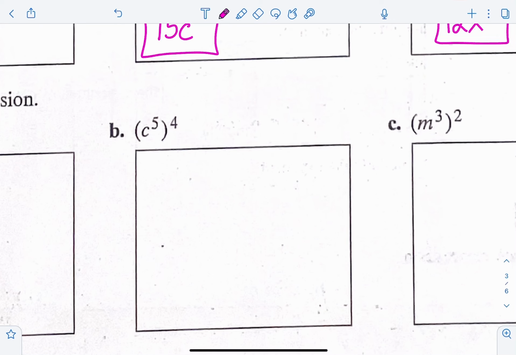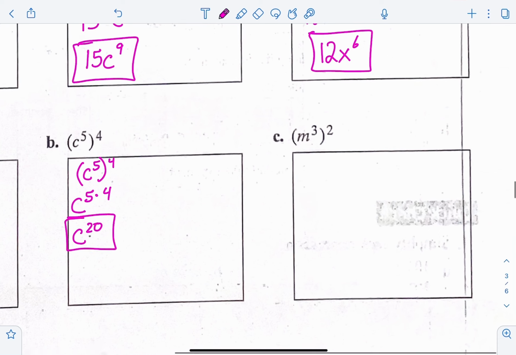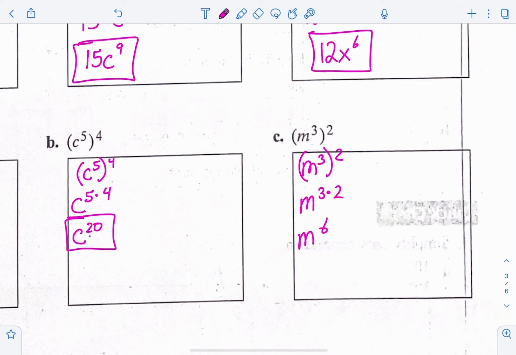All right, so for B, what you should have done is c to the 5, to the 4. Then we're going to say c to the 5 times 4. And c to the 20 is our final answer. Innie outies are pretty straightforward. m to the 3rd, all of that to the 2 is really m to the 3 times 2, which is just m to the 6 as our final answer. All right, that's going to wrap up lesson 4-7, where we're looking at exponents and multiplication.